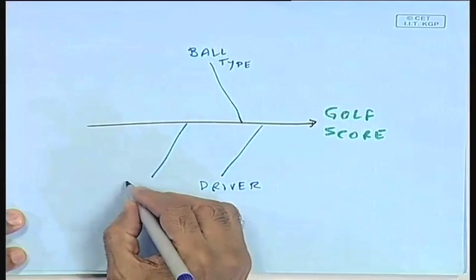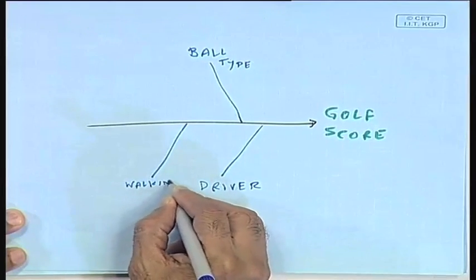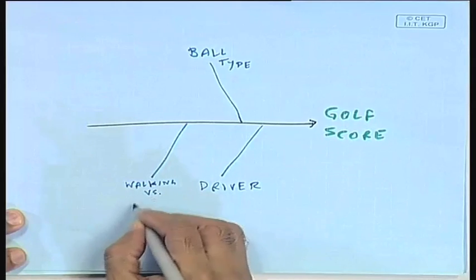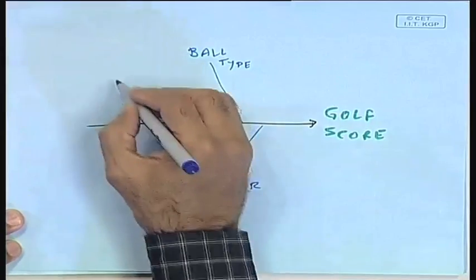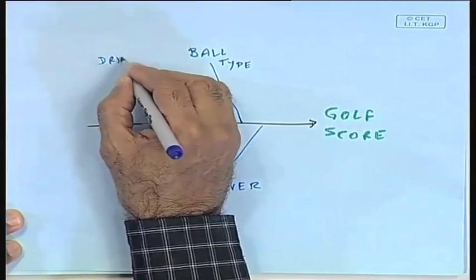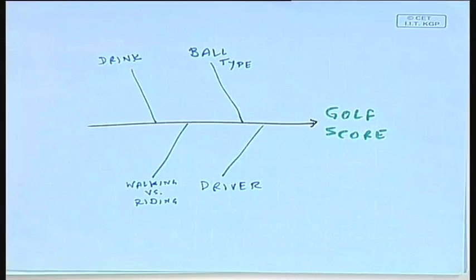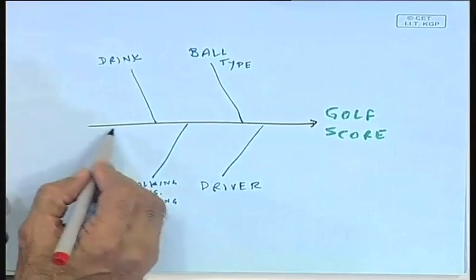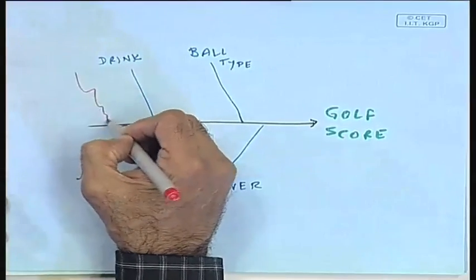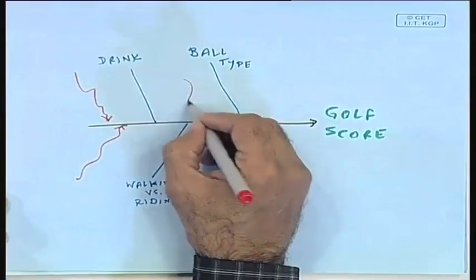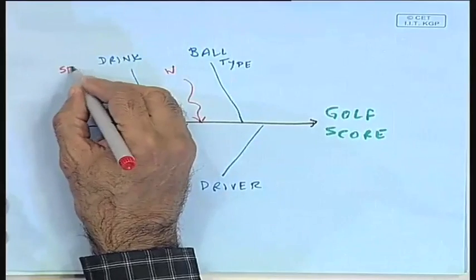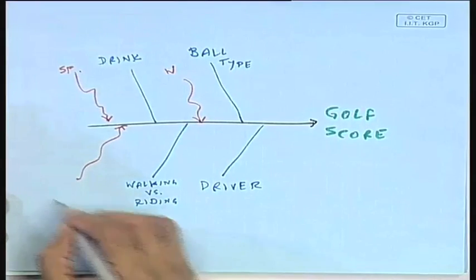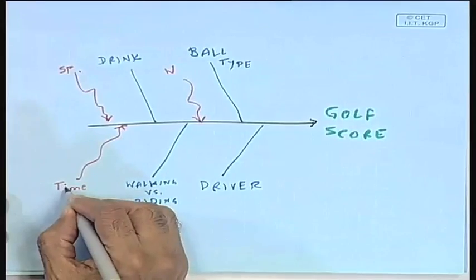Then walking versus driving. This could be another factor. And of course, the drink that you're using. But like I said, there are many other factors that we have ignored, that we have left out. I'm going to put them down as noise factors. These might also be affecting my score. This could be weather. This could be the kind of spike I used. This could be the time at which the game is played, and so on and so forth.